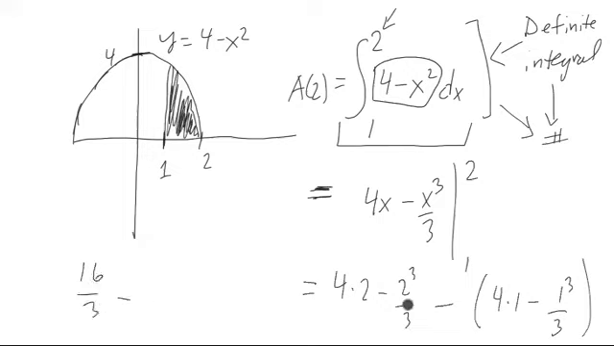And then over here, we're subtracting off 4 minus a third, which is the same as 11 thirds. 11 thirds, okay. So making the subtraction, we end up getting 5 thirds out of this. So that means the area under this curve right here is 5 thirds.